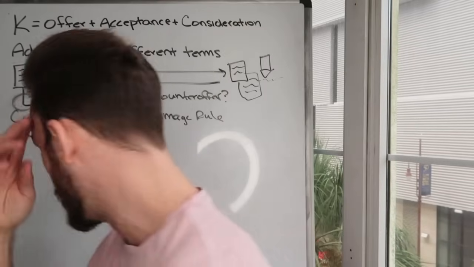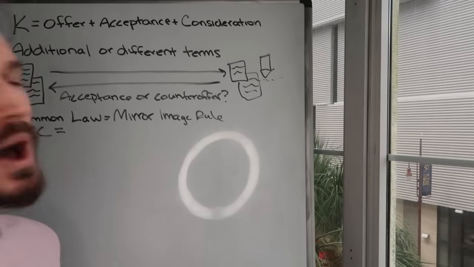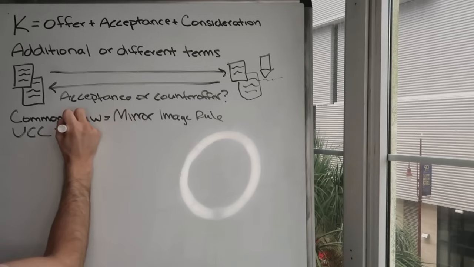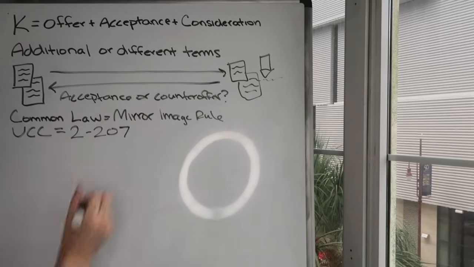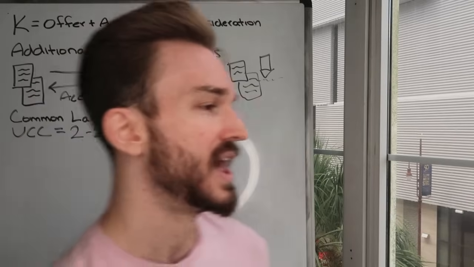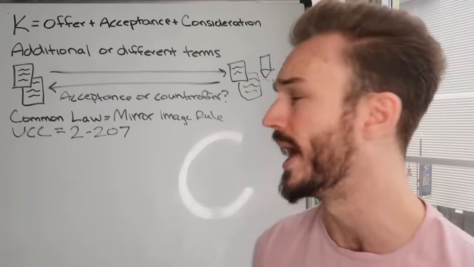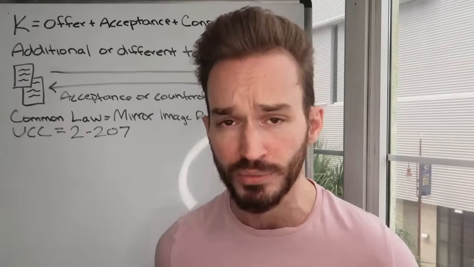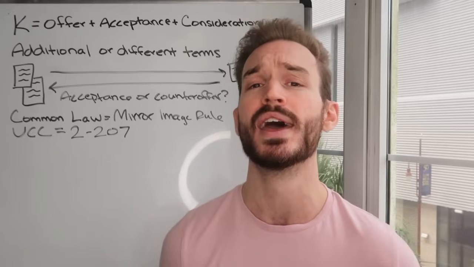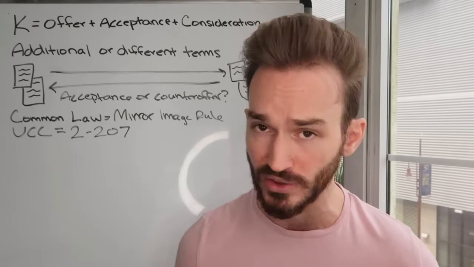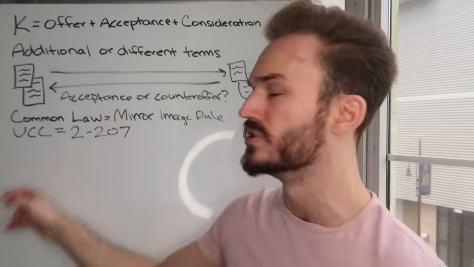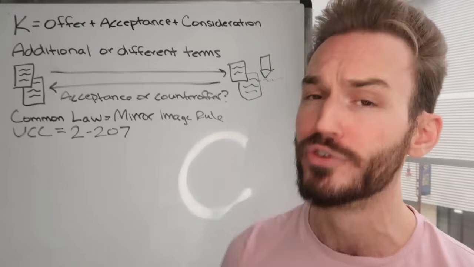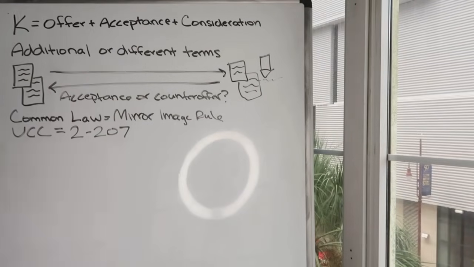So what ends up happening is the UCC comes along and comes up with this statute to address this exact issue, which is 2207. This statute comes along and says, okay, in some situations, for the purchase or sale of goods, even if you add additional or different terms, we're going to say that's okay, it's still an acceptance. And that's all that 2207 is dealing with. How do we determine whether it's an acceptance or a counteroffer, and what do we do from there? Okay, so let's just jump into 2207.